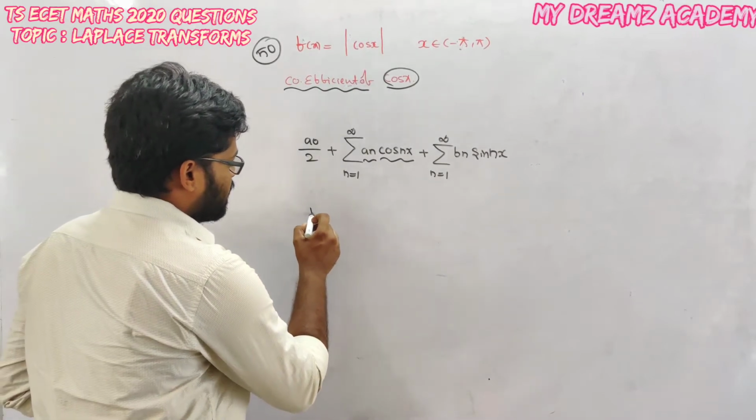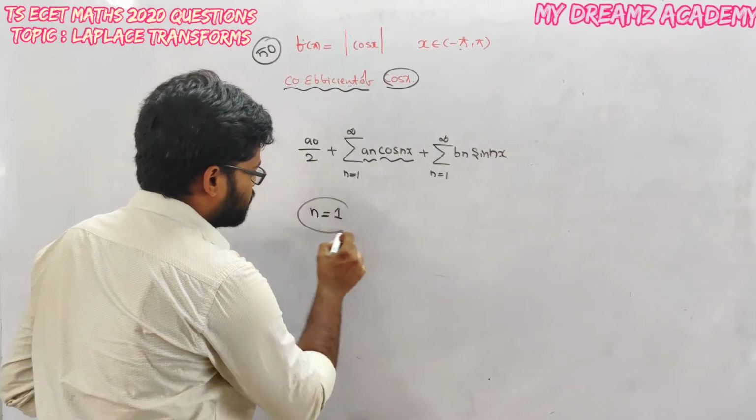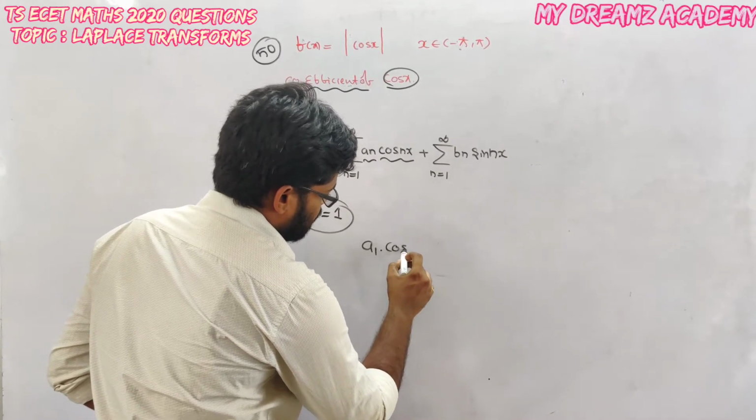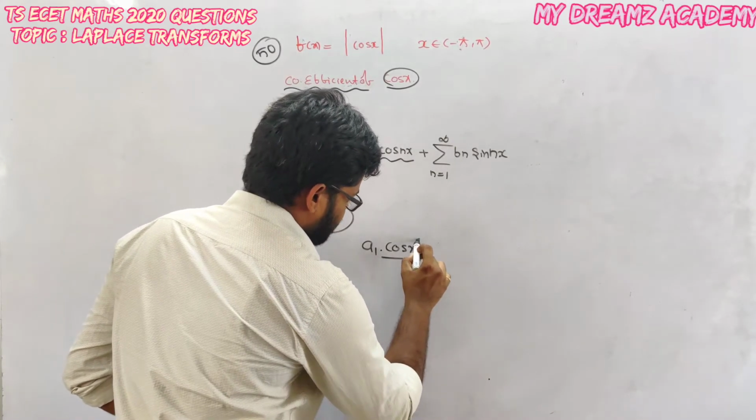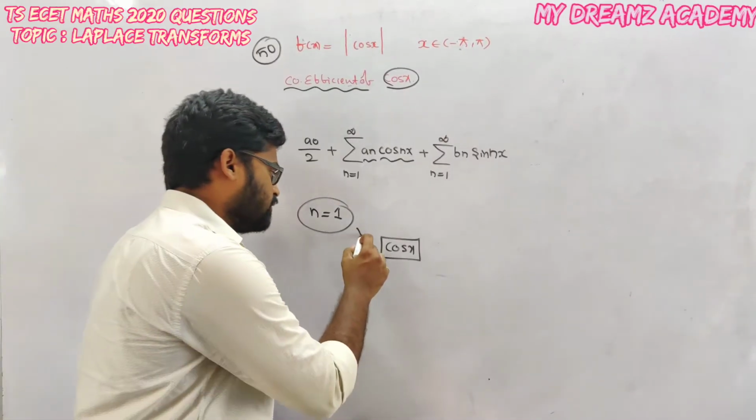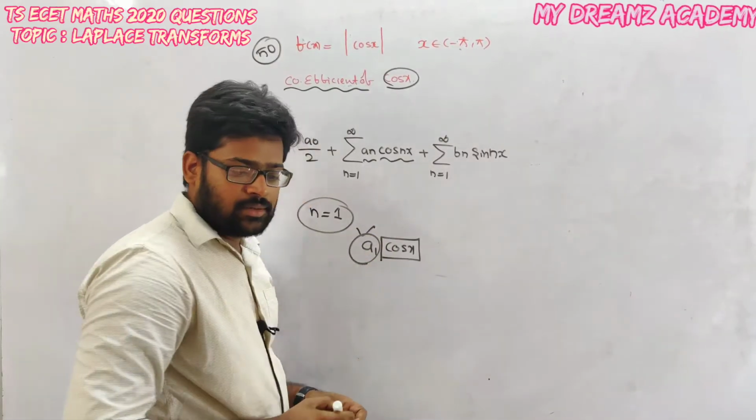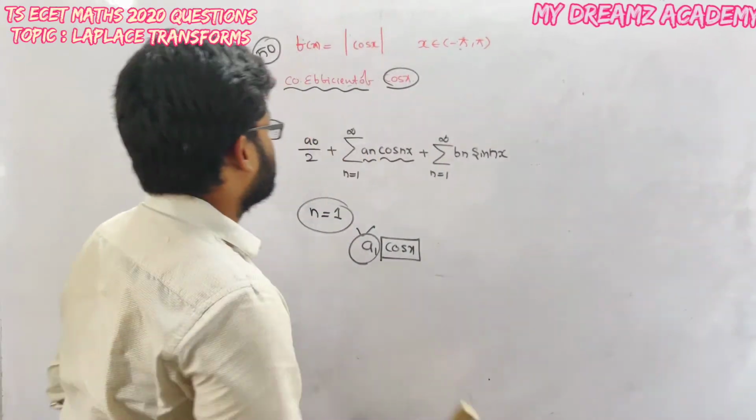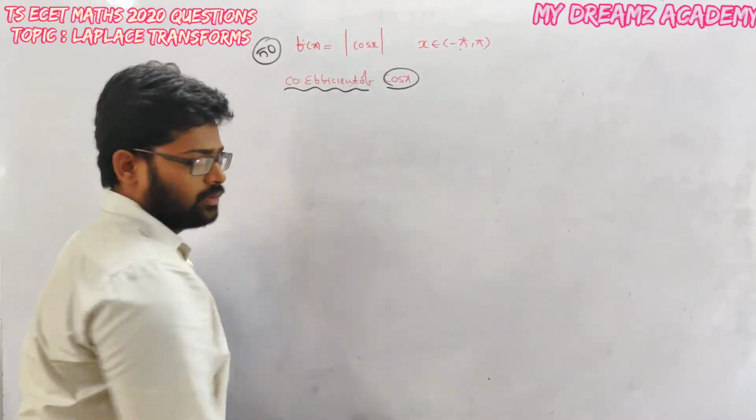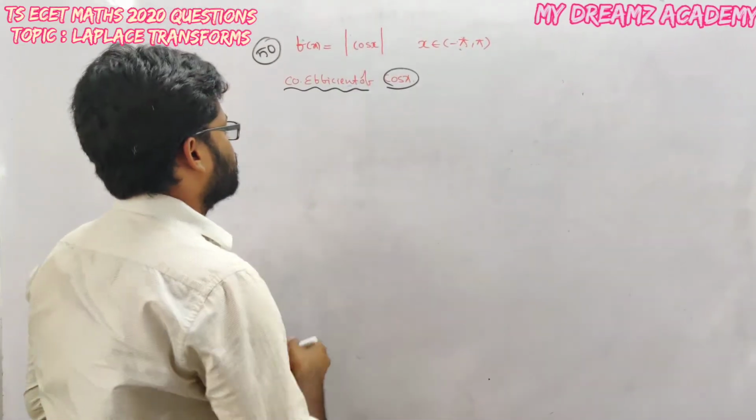If we substitute n = 1, then this becomes a1 cos x. So what is the coefficient of cos x? The coefficient of cos x is a1. So we need to find a1 for that question.